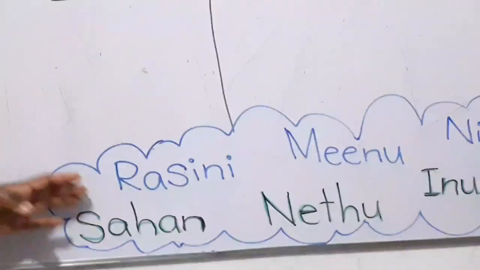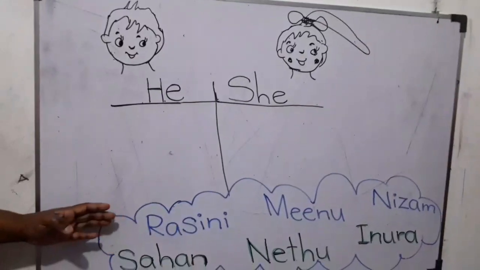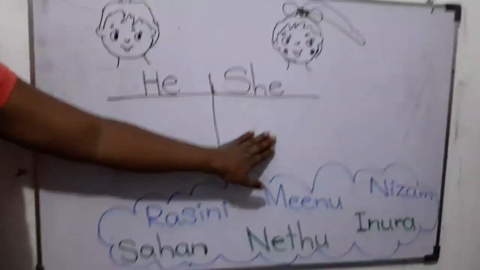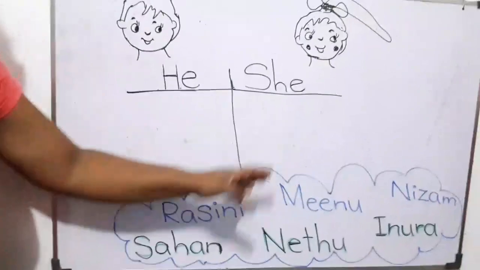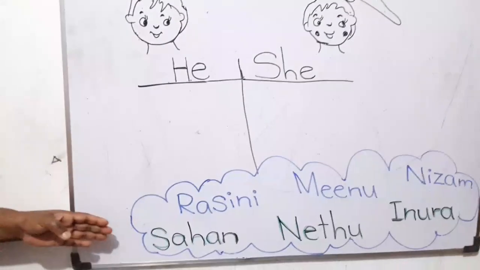And also, you can see two columns. On this side, you must write the names of boys, which you can see down. And on this side, you must write the names of girls. Right? Let's read the names down.